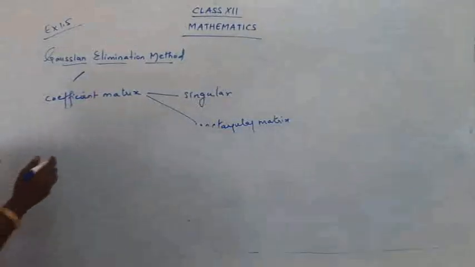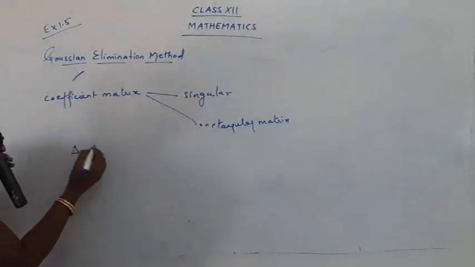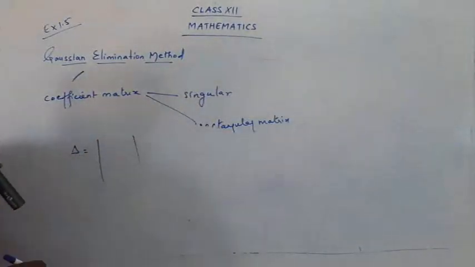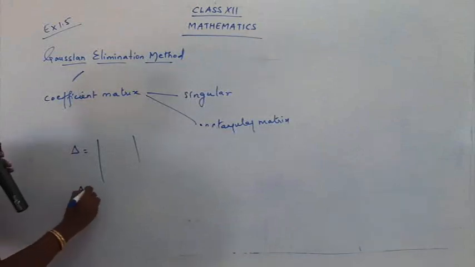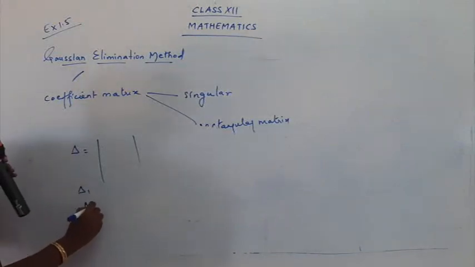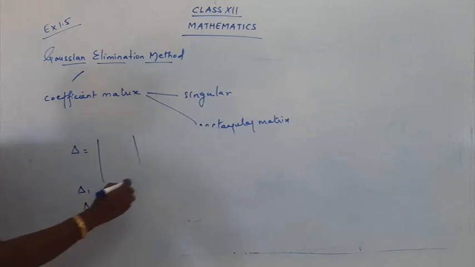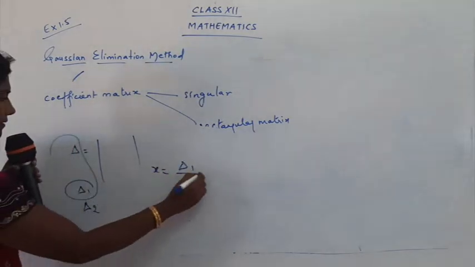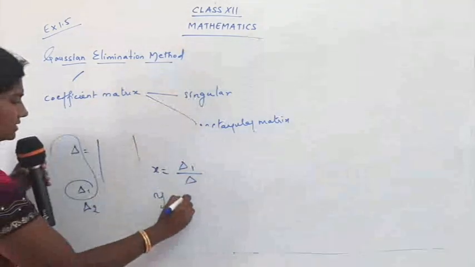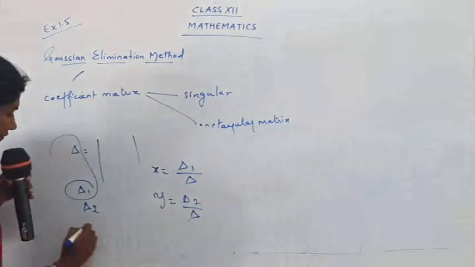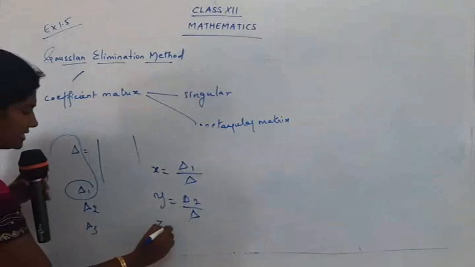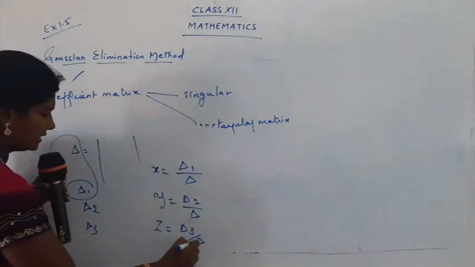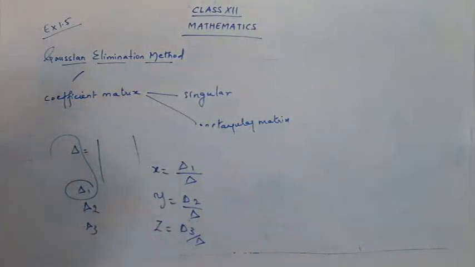And what was the formula we used there? First we have to find the value for delta. Then you have to find delta 1, delta 2 accordingly. For finding x, you divide delta 1 by delta, for y, delta 2 by delta. If we have one more, then you get z, delta 3 by delta. So this was by Cramer's rule.